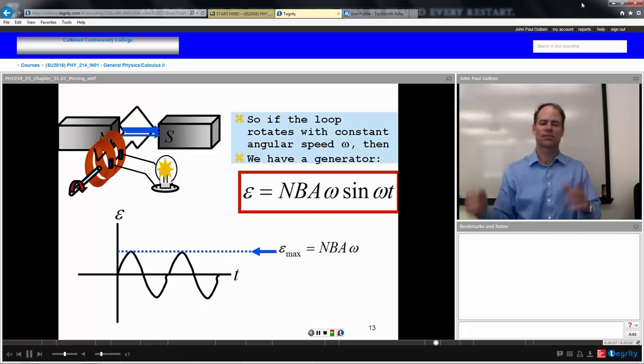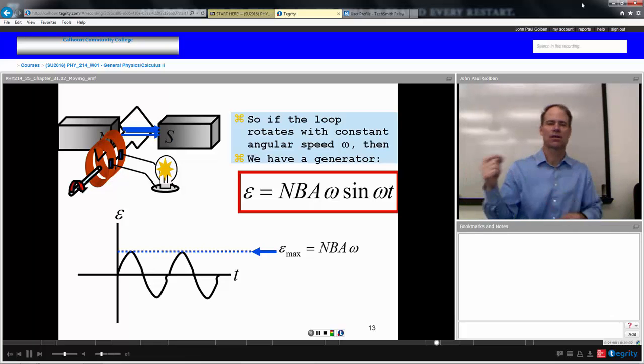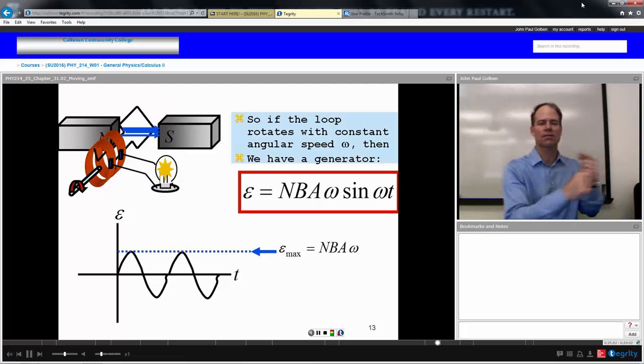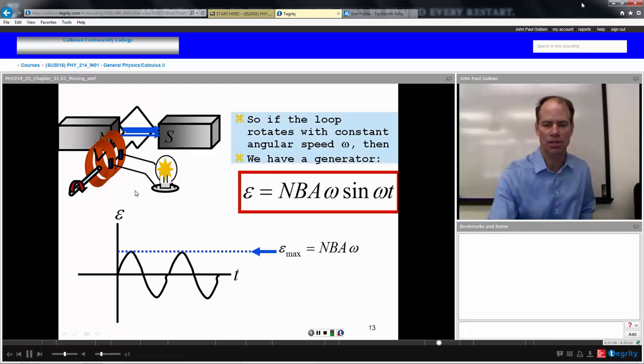So this current will alternate. It'll be positive, negative, positive, negative. That's the kind of voltage we're going to generate. That's the kind of current we're going to generate with this kind of coil device.